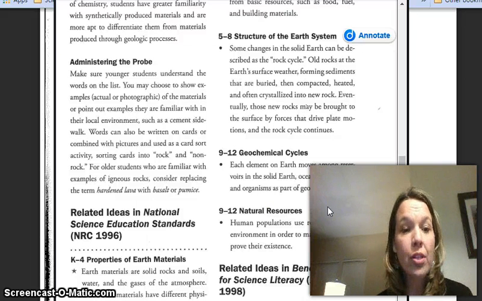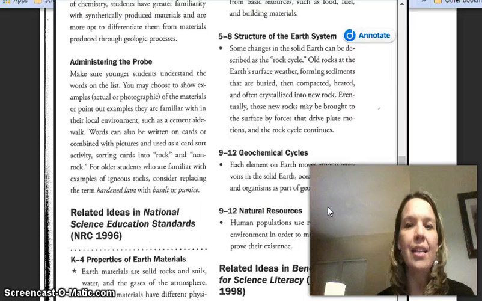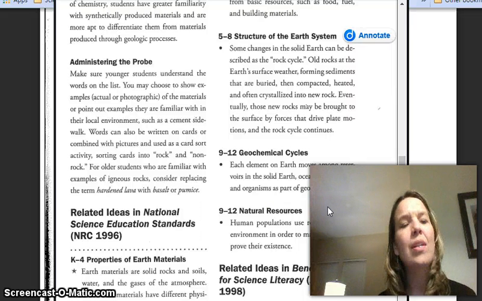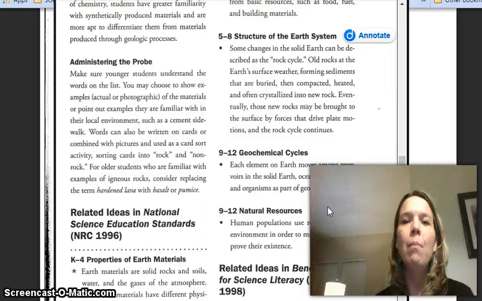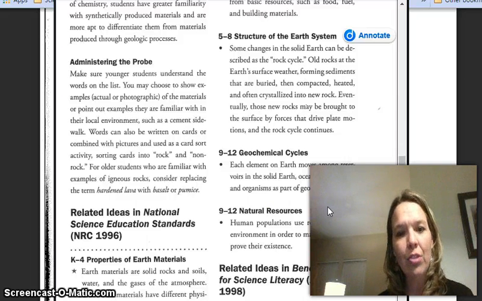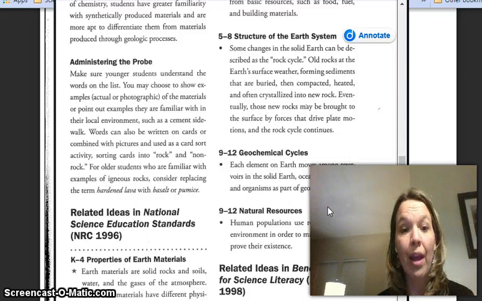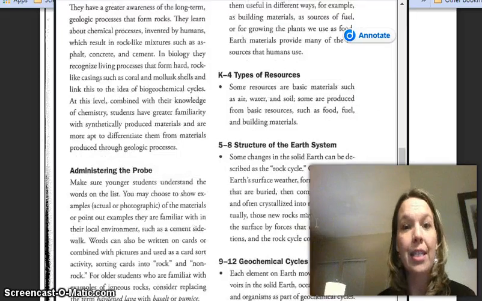For older students who are familiar with examples of the rocks, it mentions here that they may replace some of those vocabulary words with hardened lava or pumice. Things that younger students don't necessarily need to know. It's nice information to know, but again, please make sure you take a look at your TEKS and what vocabulary words your kiddos need to know.